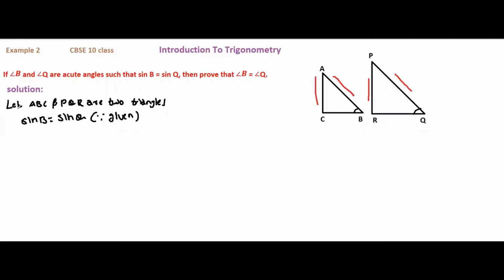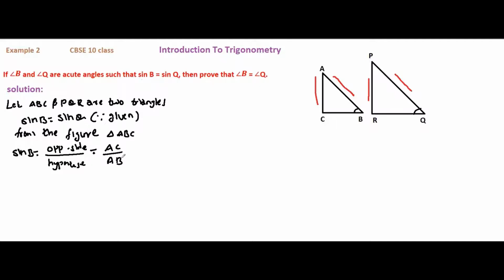From the figure, triangle ABC, sin B equals opposite side by hypotenuse, that equals, what is the opposite side, AC by hypotenuse AB, right?